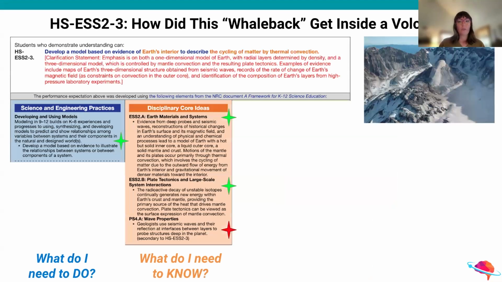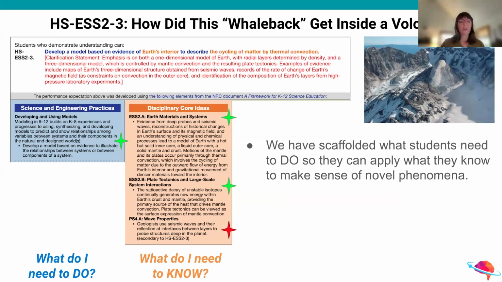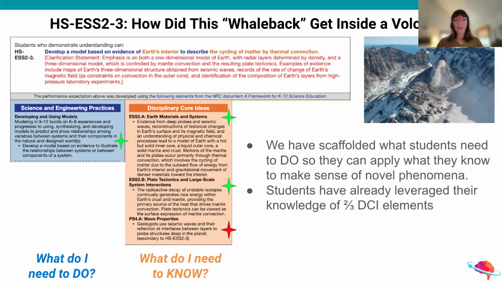Now, when we take this all the way through to looking back to our performance expectation, which I think is really important, it's important for us to think about the fact that we, first of all, have done something really kind of magical, and we've scaffolded what students need to do so that they can apply what they know to make sense of something new to them. We just mentioned that in the previous slide. Another thing we've done is we've already leveraged 2 of these 3 DCI elements just to get the list of the things that they have to represent. We've already activated all of that knowledge just to get them started on their parts of their model, which I think is very, very cool.